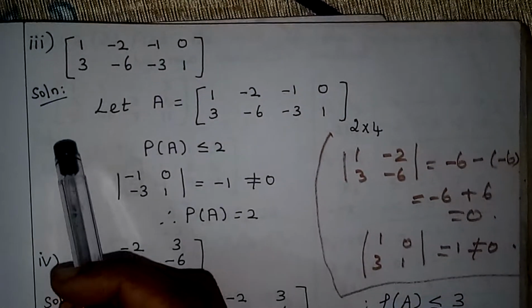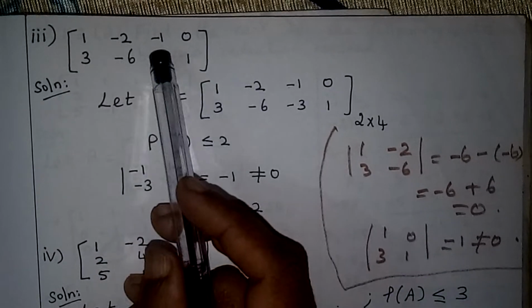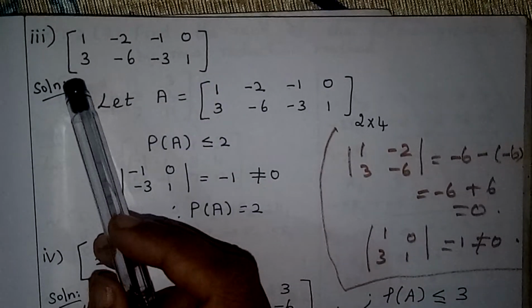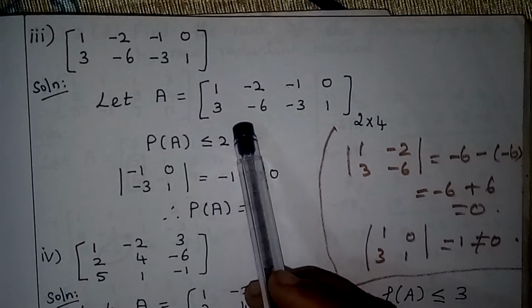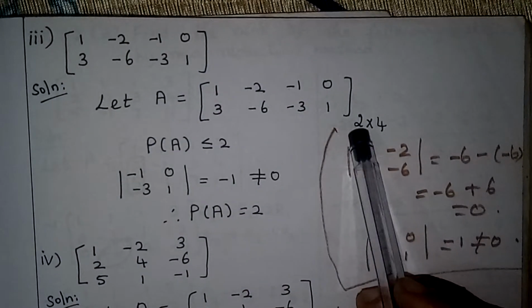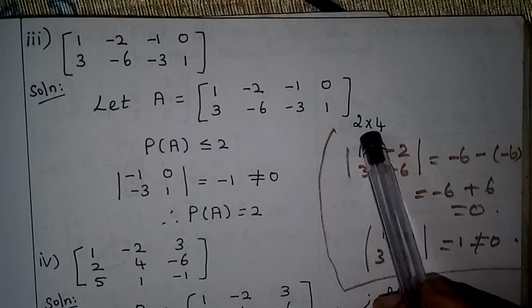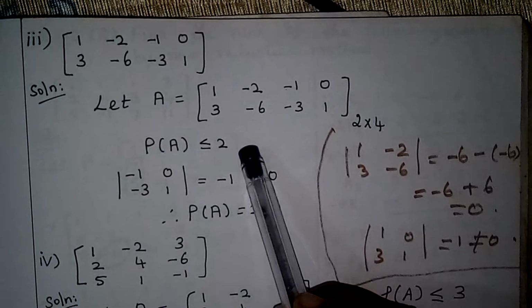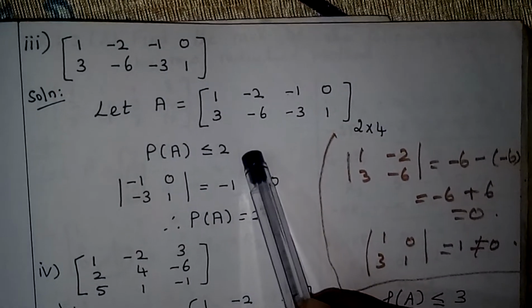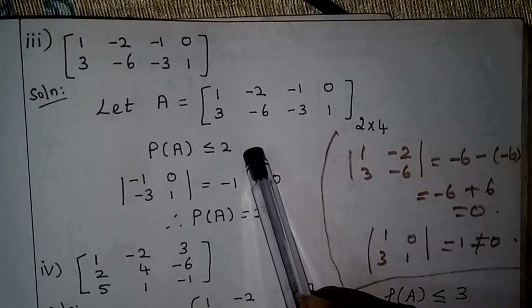Now the third subdivision. The given matrix is 1 minus 2 minus 1 0, 3 minus 6 minus 3 1. So first take the given matrix as A. The order of this is 2 by 4. 2 rows and 4 columns are there. So rank of A will be less than or equal to the minimum of this, that is 2. So you have to check whether the rank is 2 or 1. So you have to take 2 by 2 determinants.